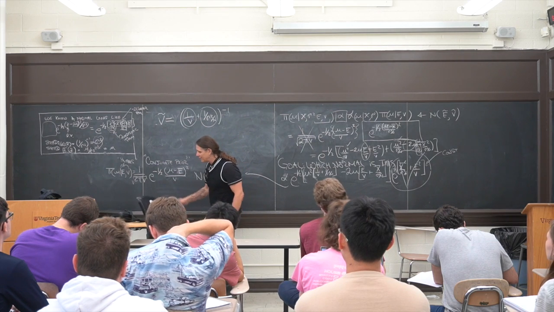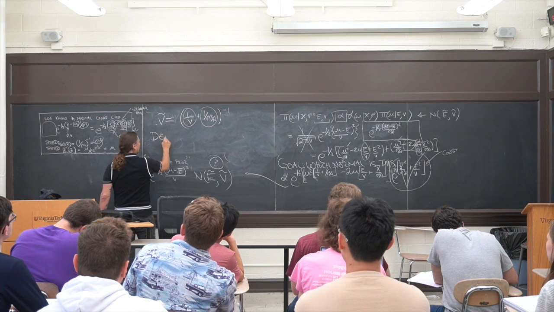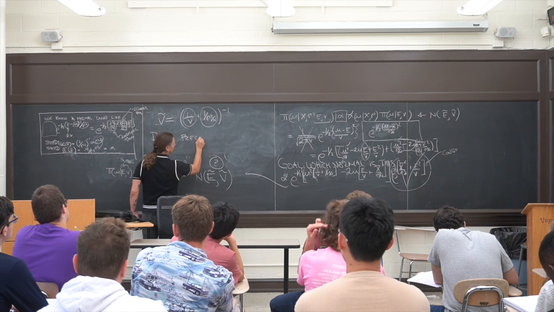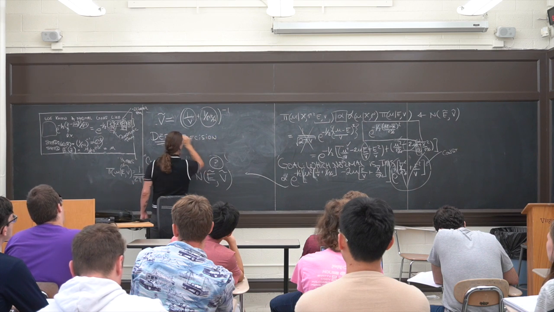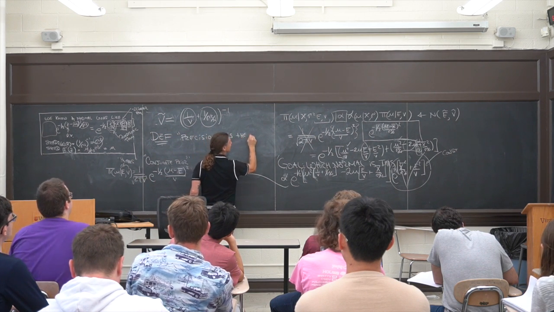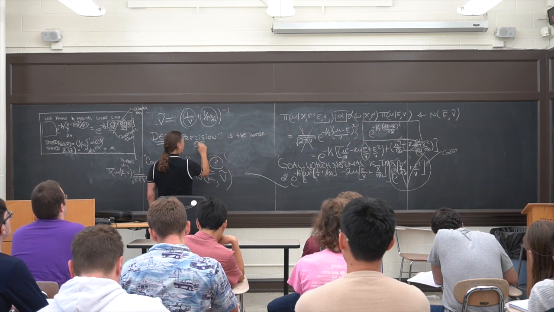So I'll just write this down. So definition: precision is the inverse of variance.